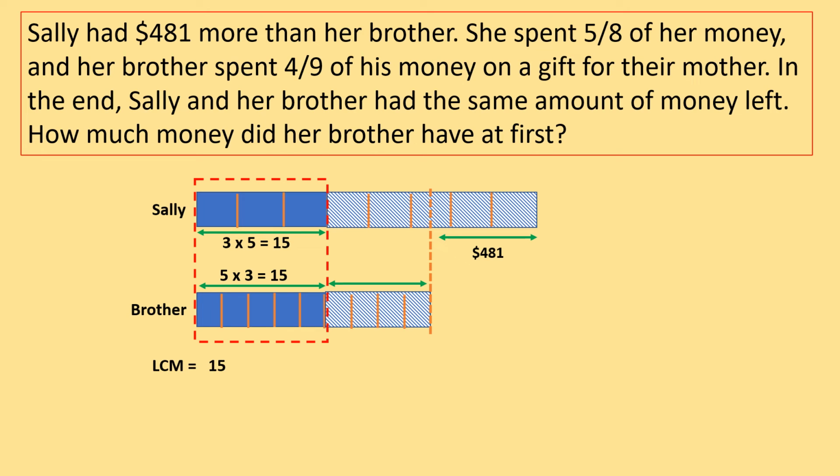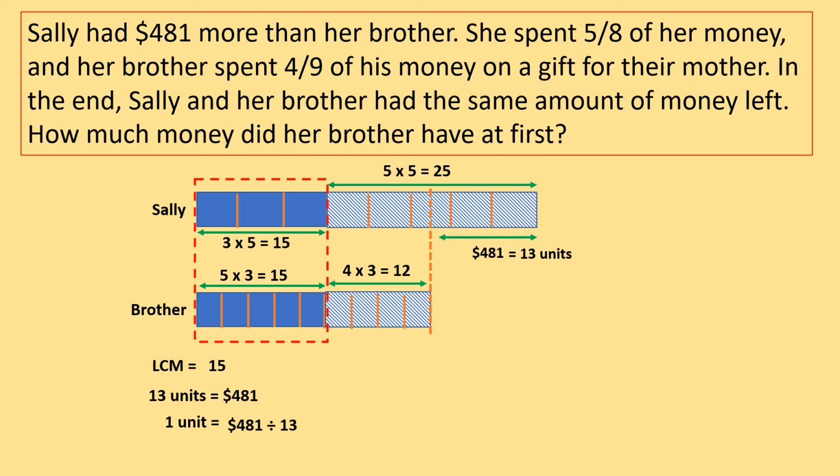So this has 4 units. So you multiply it by 3 and you get 12 units. And similarly, here you multiply 5 units by 5 and you get 25 units. So this is 25 units and this is 12 units. And this is $481. So how many units will this be? 13 units, because 25 minus 12 is 13. So 13 units equals $481. So 1 unit equals $481 divided by 13, and that gives you $37.